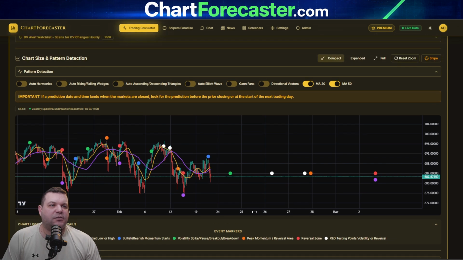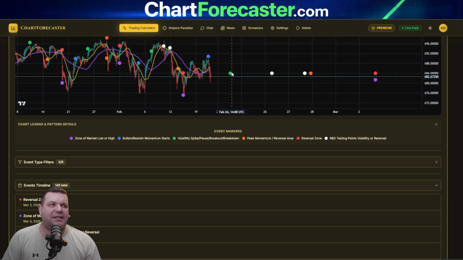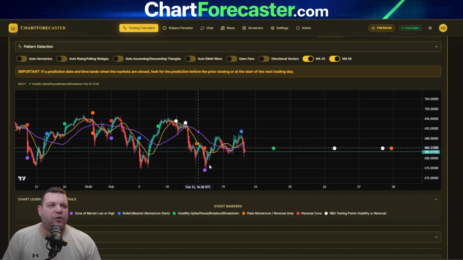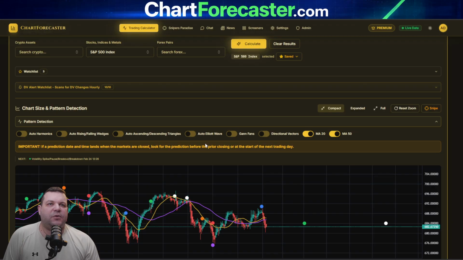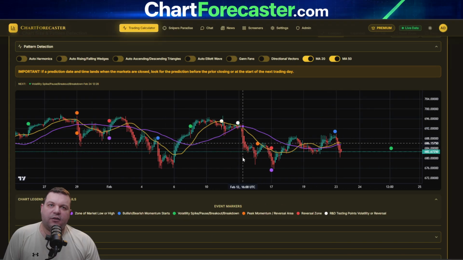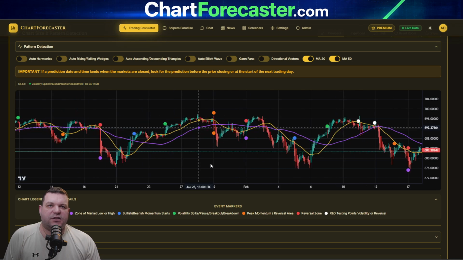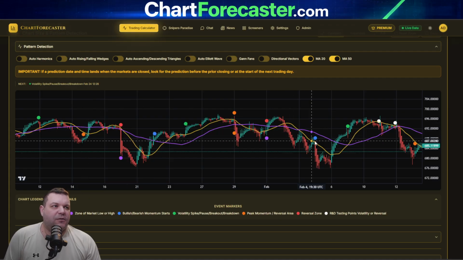Once ChartForecaster hones in and makes a calculation, the date and times don't change. So when you see one of these dots and you see the estimated reversal zone or etc., it's hard coded at that point. So you guys can see this is the S&P 500, and you can see how well this has worked on S&P 500. We'll just start over here. I mean, really anywhere you start, you can see how accurate this is.